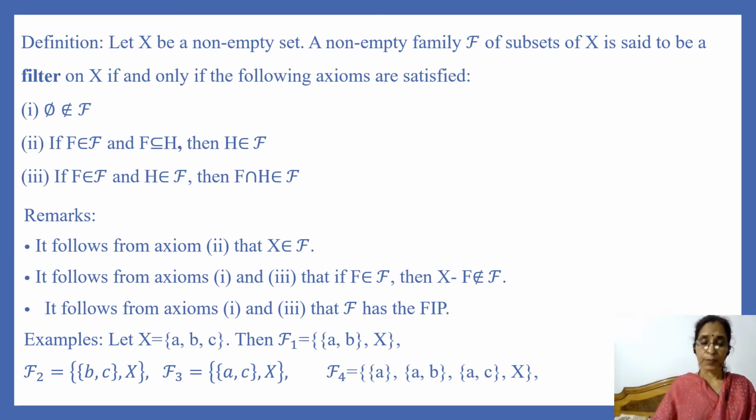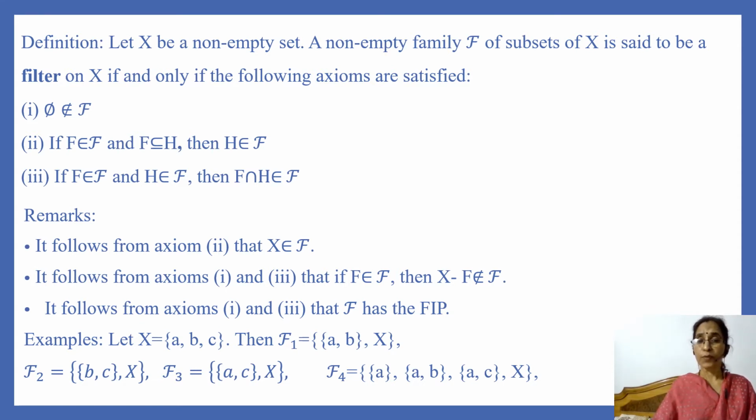If we consider collections F2 and F3, then similarly we can check these are also filters on X. If we consider collection F4 containing singleton A, doubleton AB, doubleton AC, and set X, then we can check F4 is a filter on X.